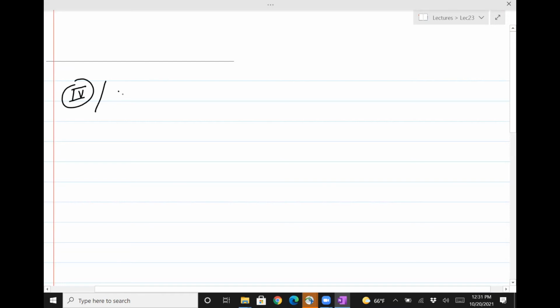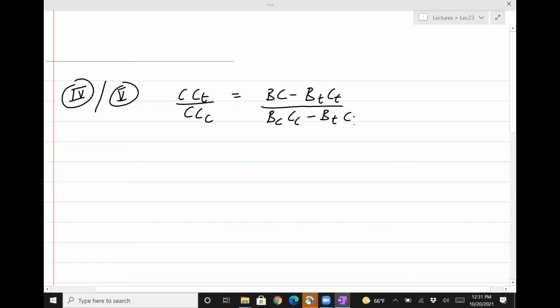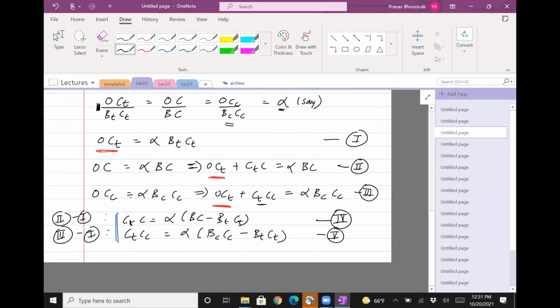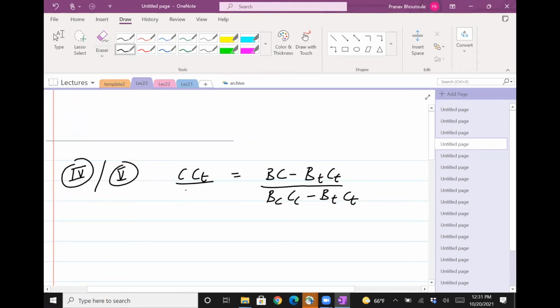So 4 divided by 5, and I have now CTC over CTCC equals BC minus BTCT divided by BCCC minus BTCT. This is not right. Hold on. Let's go back. This should be CTCC, right? Yeah, so it should be CTCC. I wrote the other one as CTC. This is a distance, so it really doesn't matter how you put it there.